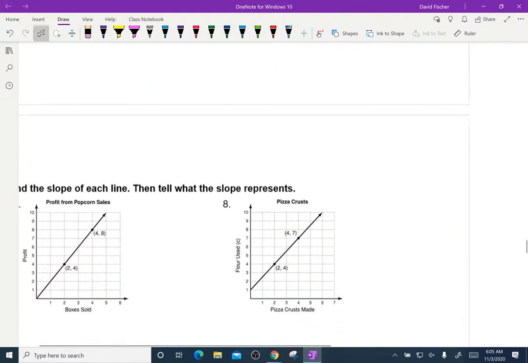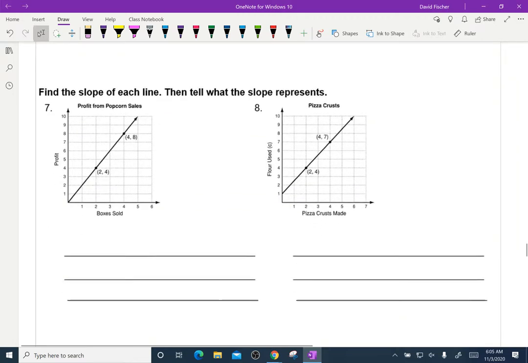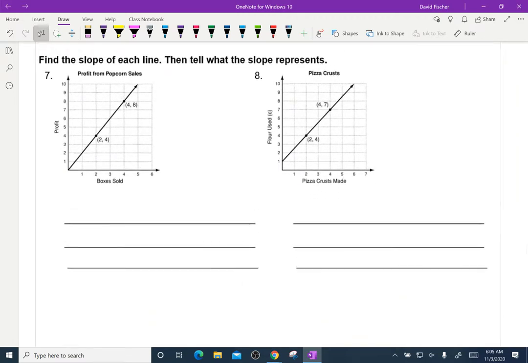Okay? And then make sure when you get to these word problems that you pay attention. So the boxes sold here and profit. So maybe do this problem real quick and then we'll do this one together just so that we're on the same page here.